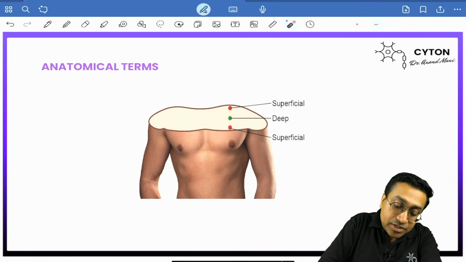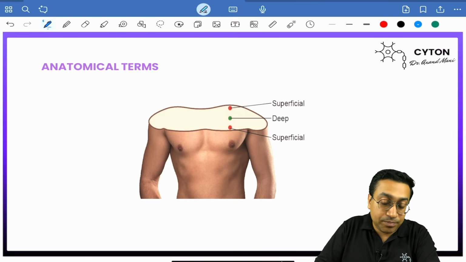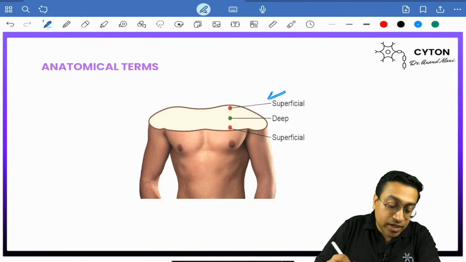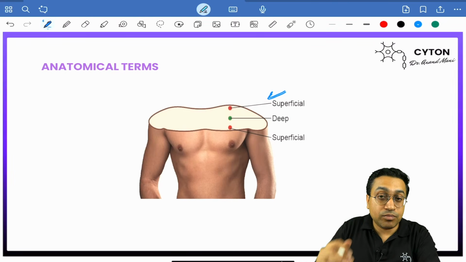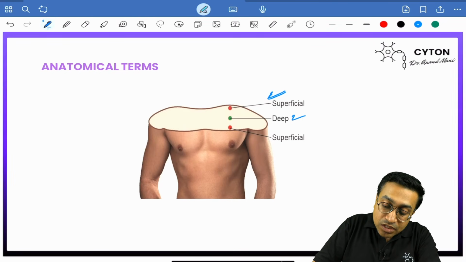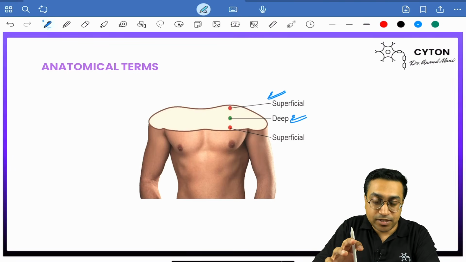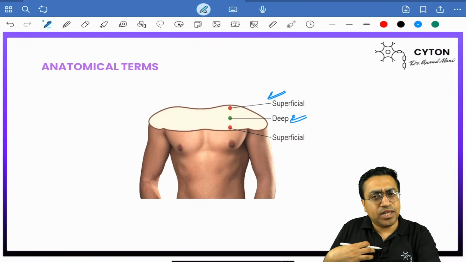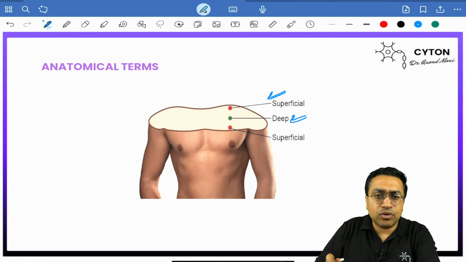Look at this image. This shows another two terminologies, that is a superficial and deep. Superficial would mean towards the surface of the body, skin. Deep would be away from the surface of the body or the skin, within the body, that is deeper aspect. So internal organs, they are deep. Skin, the outer surface which I am touching, that is superficial, simple.